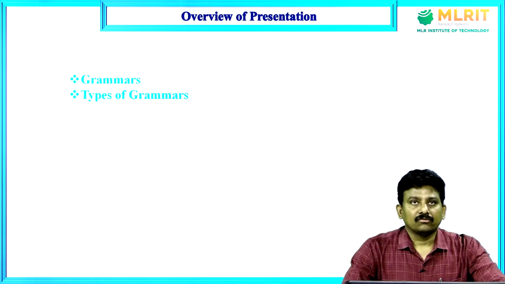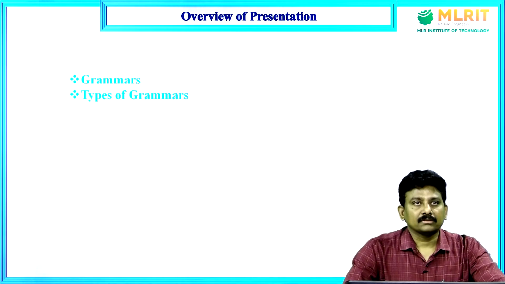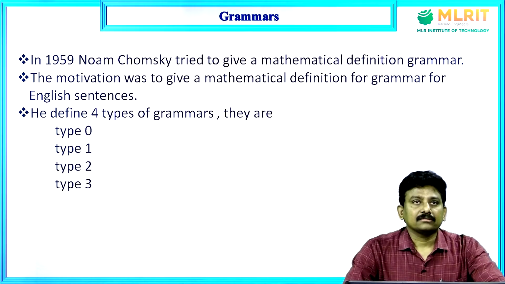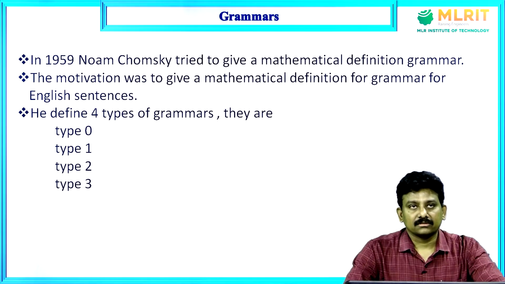So, the overview of the topic is grammars and types of grammars. In 1959, Noam Chomsky tried to give a mathematical definition for the grammars. The motivation was to give a mathematical definition for the grammars for English sentences. He defined 4 types of grammars. They are type 0, type 1, type 2 and type 3.